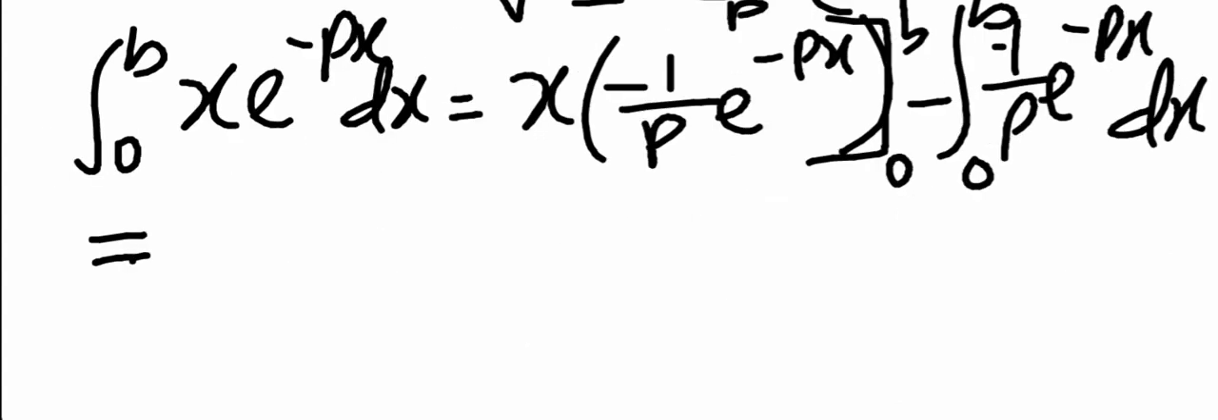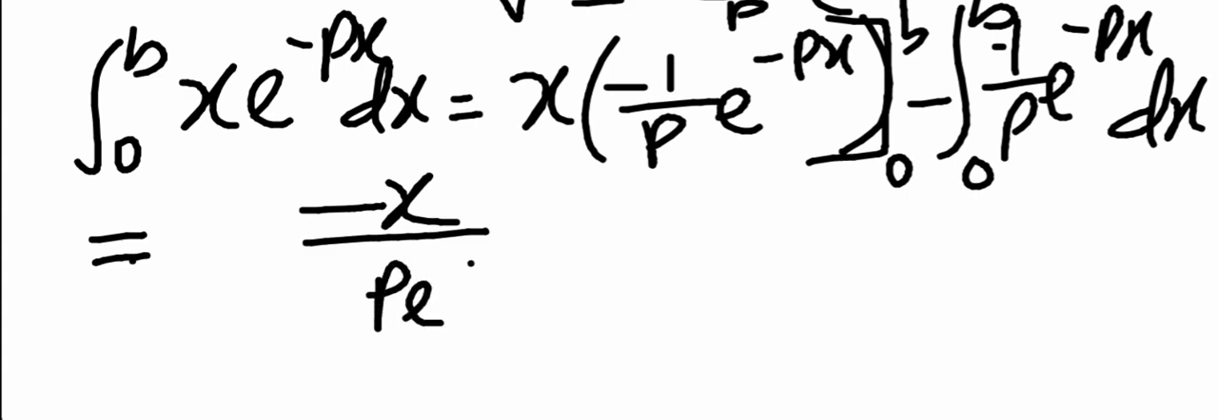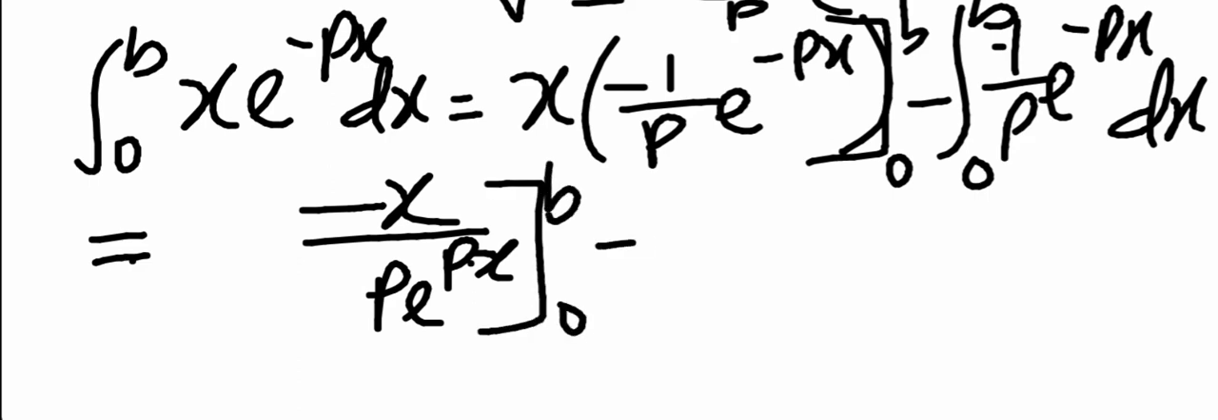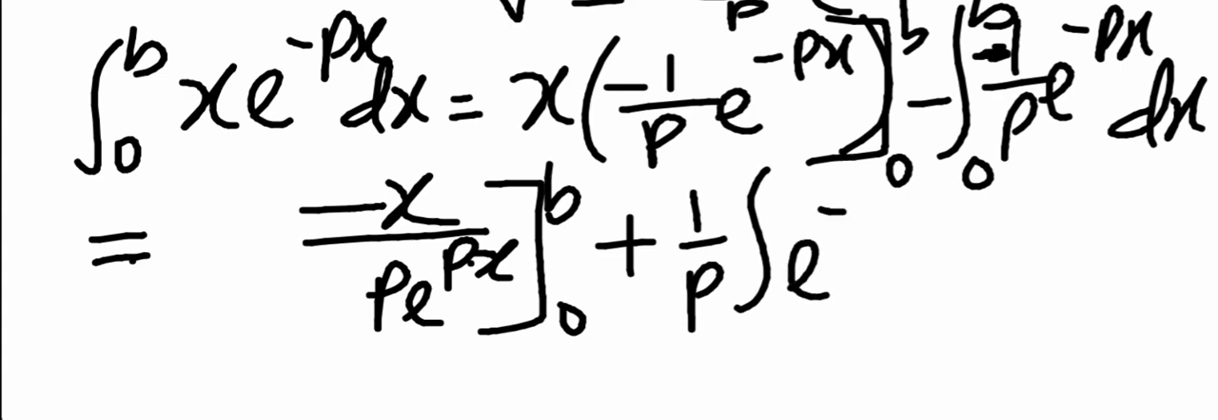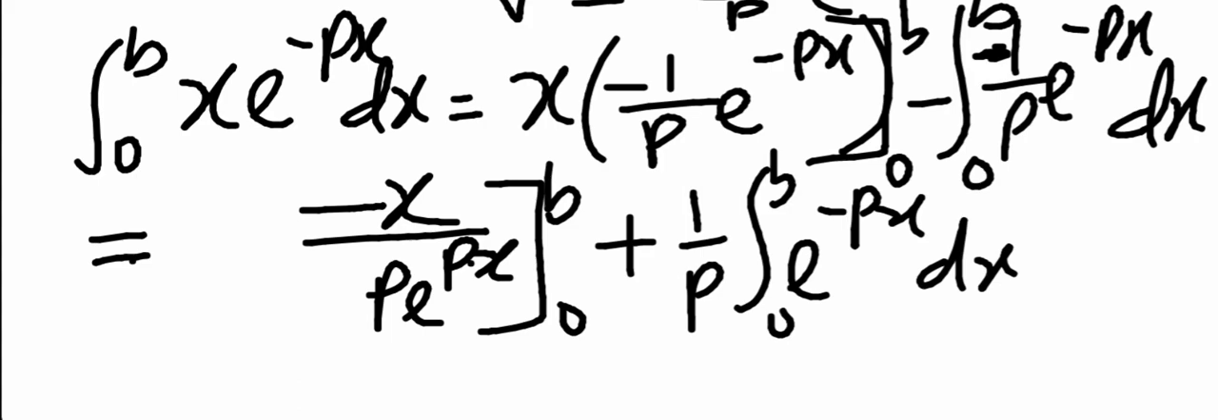So what is this equal to? I want to rearrange this. Let this minus bring this exponential down so that we'll have what? Minus x over p exponential px. You see that the minus is gone. The minus pushed that exponential px down. So this is actually from 0 to b, minus, this minus will go out. Okay, it becomes plus, right? 1 over p integral of exponential minus px dx from 0 to b.